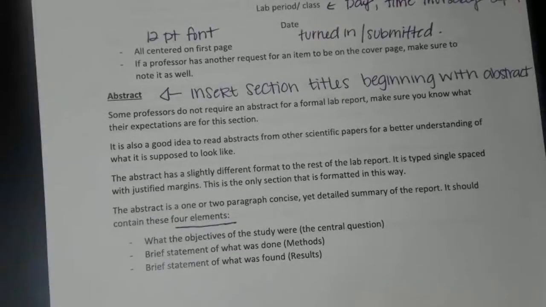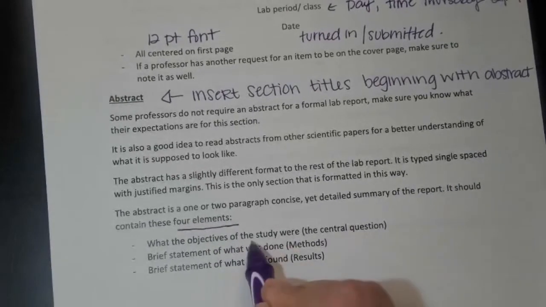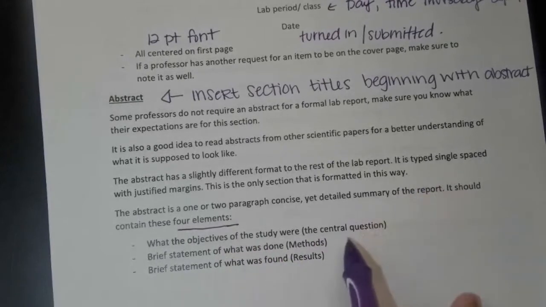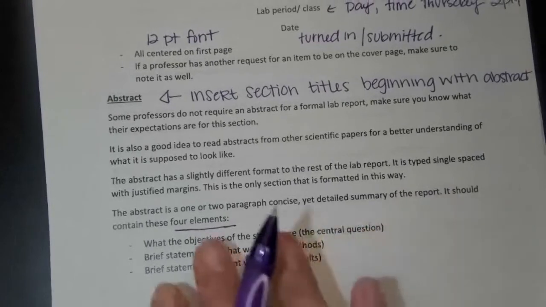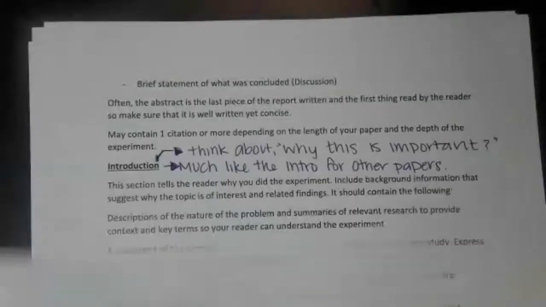Read the scientific research articles, similar to ones that you'll be using for your references. That's a good way to get a feel for how an abstract flows and is formatted. Okay, there are three basic things you're going to look at. What was the objective of the study? A brief statement of what was done, a brief statement of what was found, and a brief statement of what was concluded.